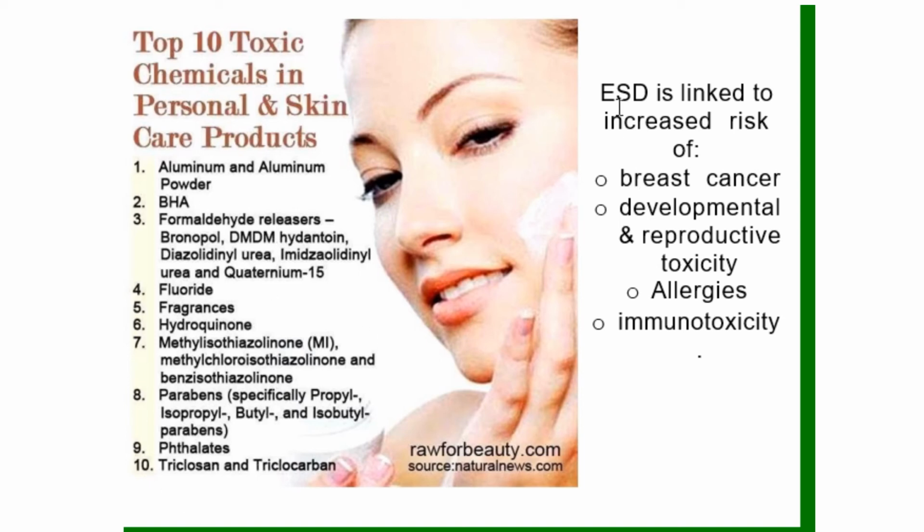Now, according to research, endocrine system disruptors is linked to increase the risk of, so if you are exposed to these toxins, since they are considered as toxic agents, endocrine disruptor chemicals, so it is high risk. We are high risk of the following. We have breast cancer, developmental reproductive toxicity, allergies or allergic reaction, and we also have immunotoxicity.